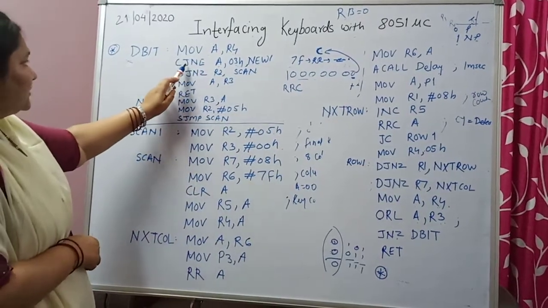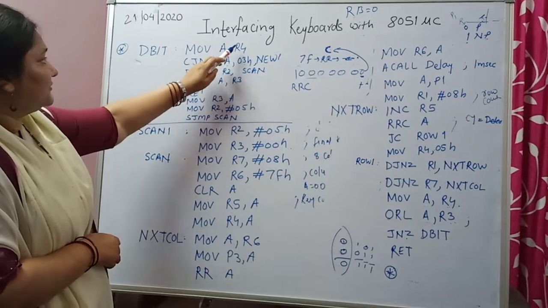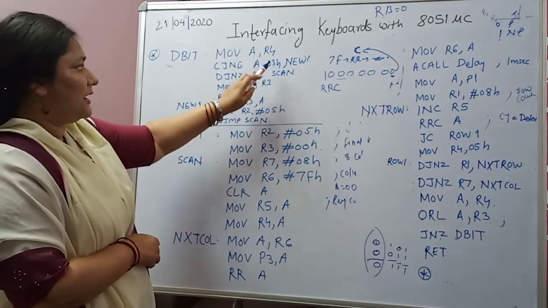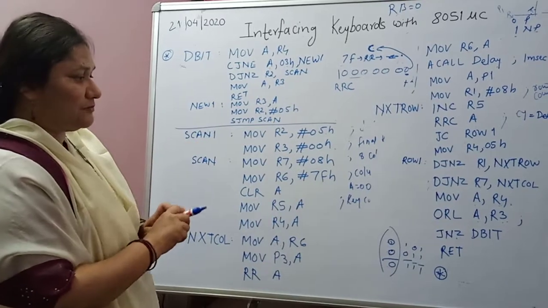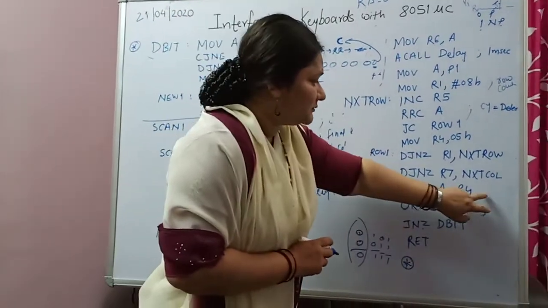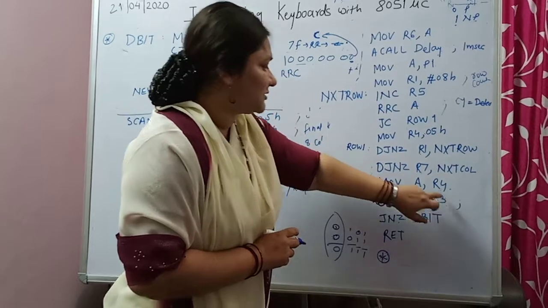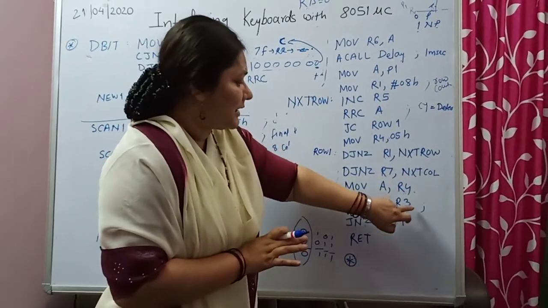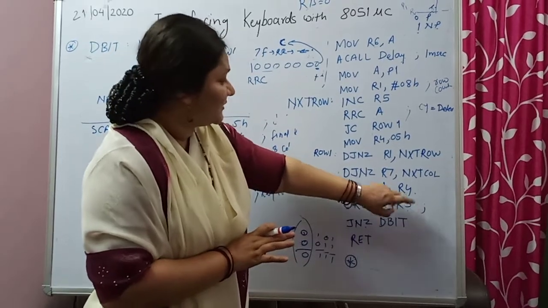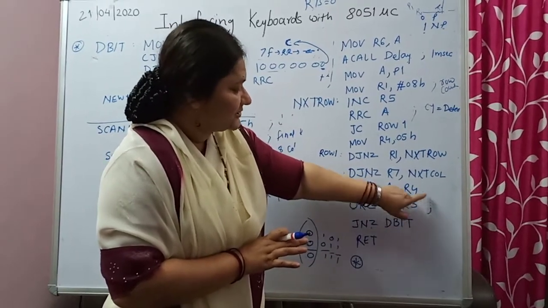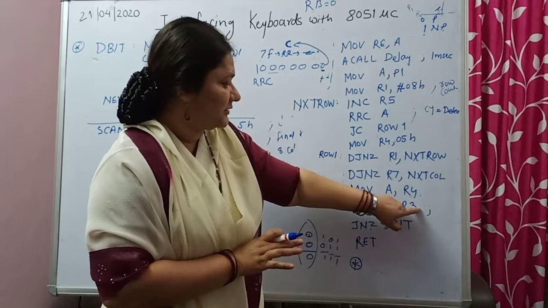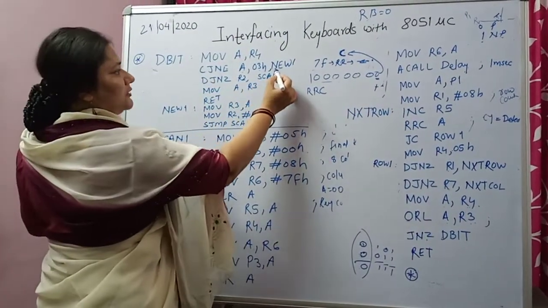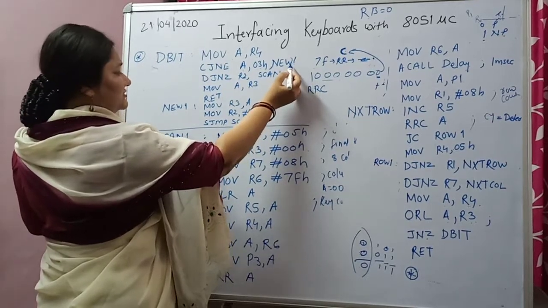So compare and jump if not equal. What is compared? The status of R4 and the status of R3. And if both are not equal, that means some different key is pressed. R4 is having the current key status and R3 is having the final key status. But if both are the same, that means this is the final status of the key press. But if both are not equal, then we have to go for the new check. And what is this new check?